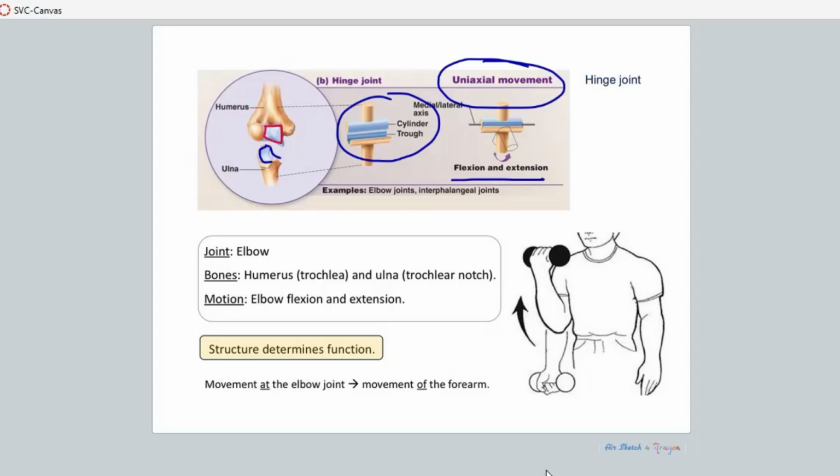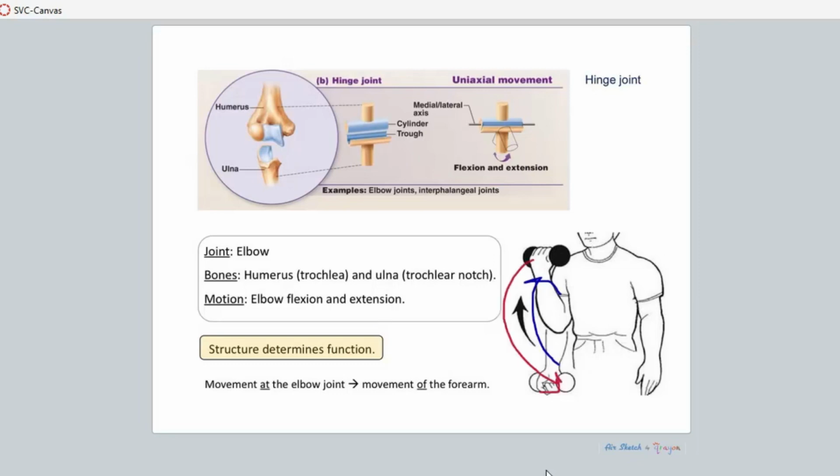Here we have the elbow in the extended position. Bring it up like so. That's flexion. Bring it back down, we have extension. And this is one of the joints where you definitely do not want hyperextension. Hyperextension is going to tear ligaments in there and cause some damage. So flexion, extension, no hyperextension.